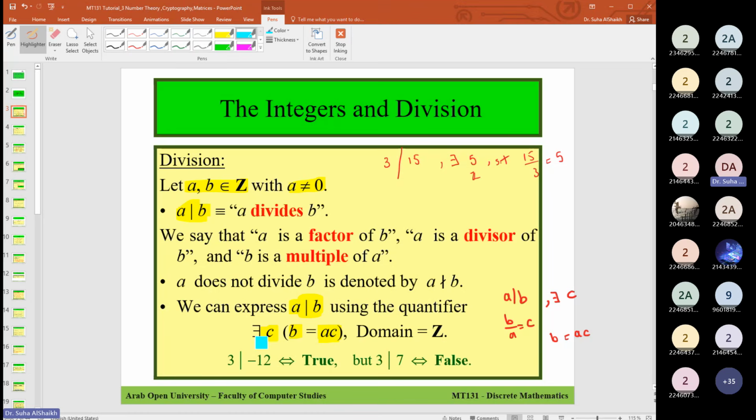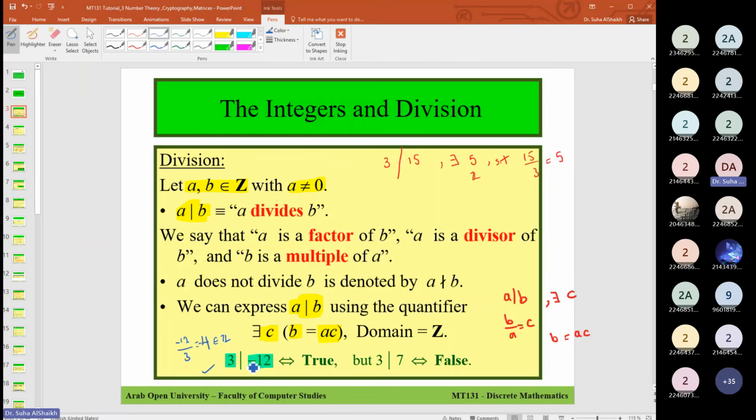For example, we have the number 3 dividing -12. ليش؟ لأنه when I divide -12 over 3, the answer is equal to -4, which is again an integer, which means yes, 3 divides -12.